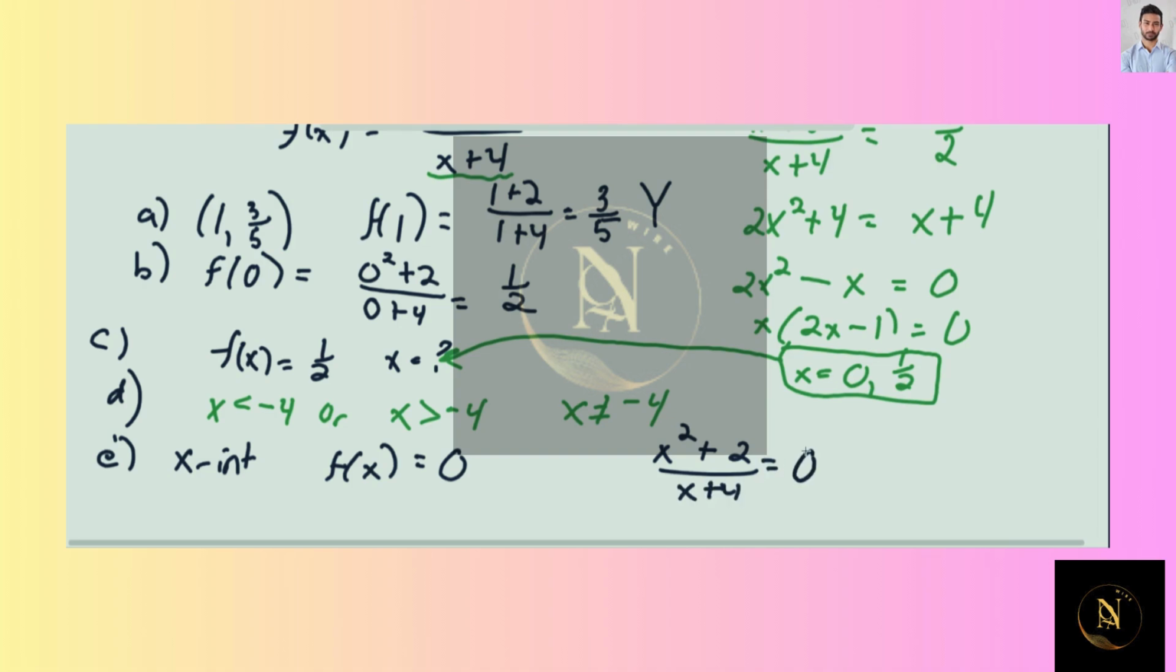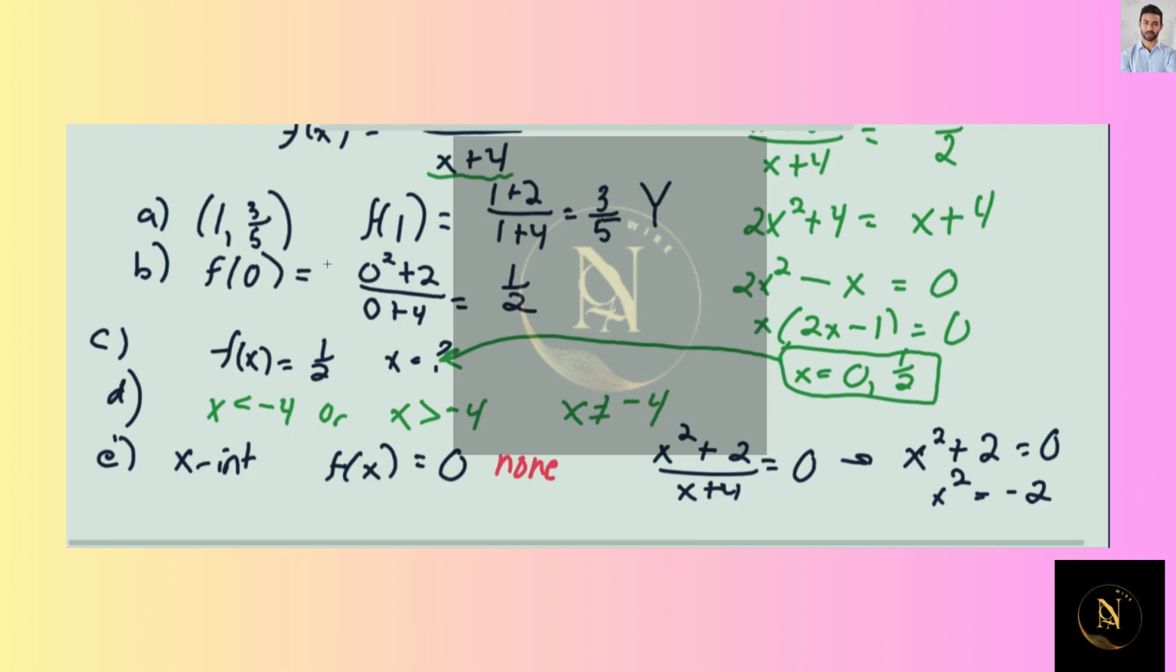And we'll find if we multiply both sides by x + 4, that will yield x squared + 2 is equal to 0. And x squared would have to equal -2. Well, that can't happen. So there are none. There is not an x-intercept.